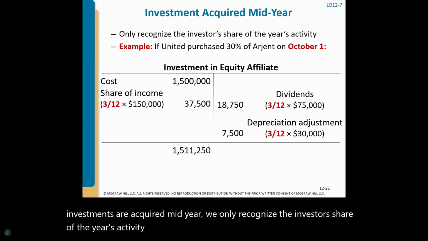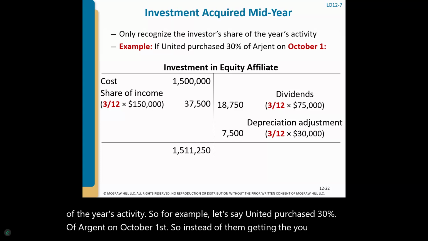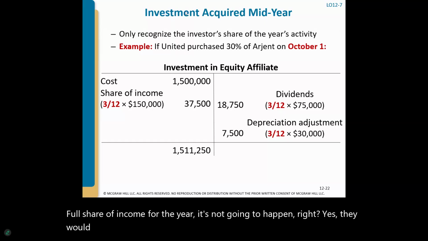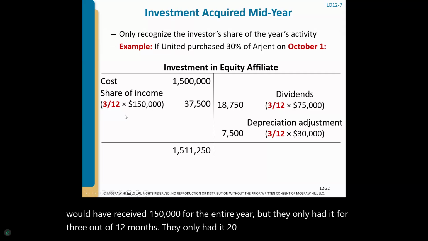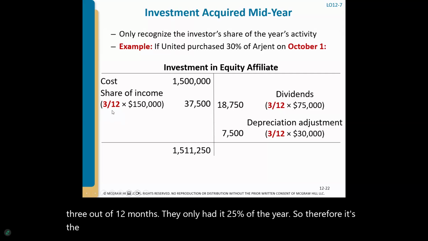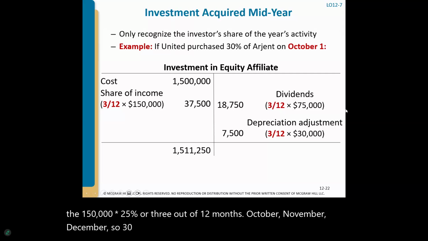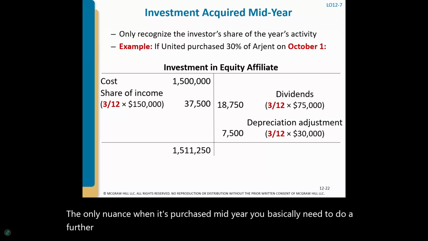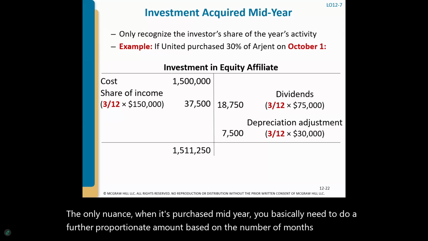So for example, let's say United purchased 30% of Argent on October 1st. So instead of getting the full share of income for the year, it's not going to happen, right? Yes, they would have received 150,000 for the entire year, but they only had it for 3 out of 12 months. They only had it 25% of the year. So therefore, it's the 150,000 multiplied by 25%, or 3 out of 12 months, October, November, December. So 37,500. We do the same thing for dividends and the same thing for the depreciation adjustment. So that's the only nuance when it's purchased mid-year. You basically need to do a further proportionate amount based on the number of months that the investment was held.